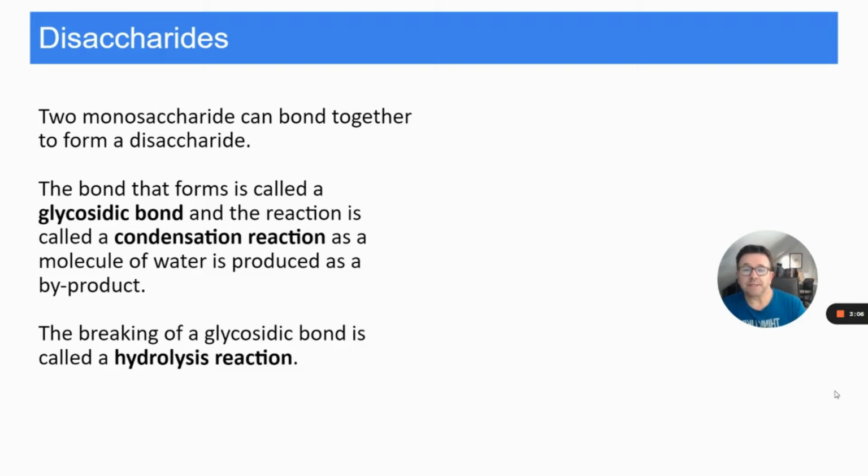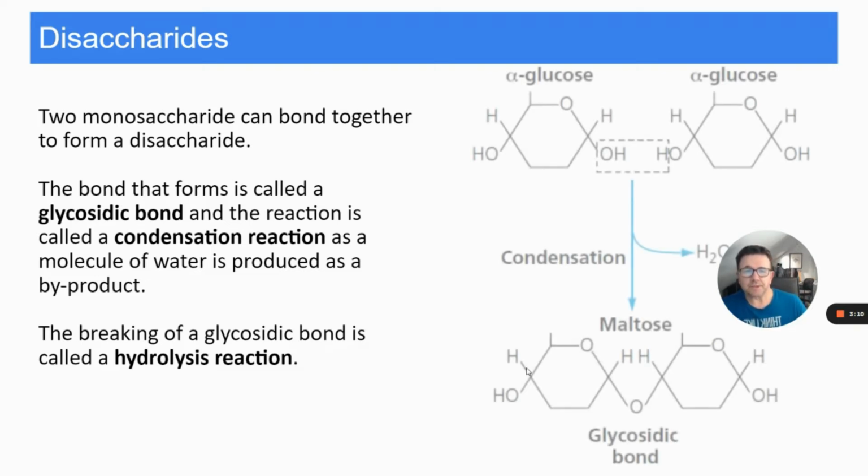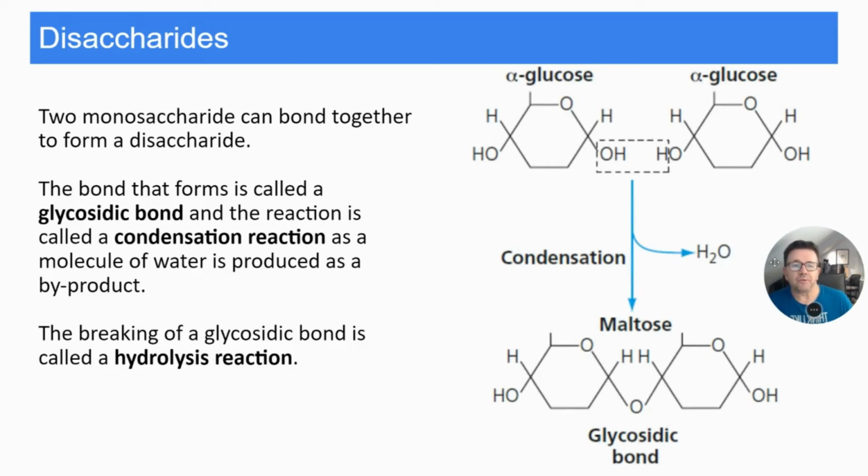Two monosaccharides combine together to form a disaccharide. As you can see in this picture, the bond that forms is called a glycosidic bond. The reaction is called a condensation reaction, where a molecule of water is produced as a byproduct. To the left of my head is the H2O molecule. If you have two alpha glucose monosaccharides, they produce maltose, which is a disaccharide.